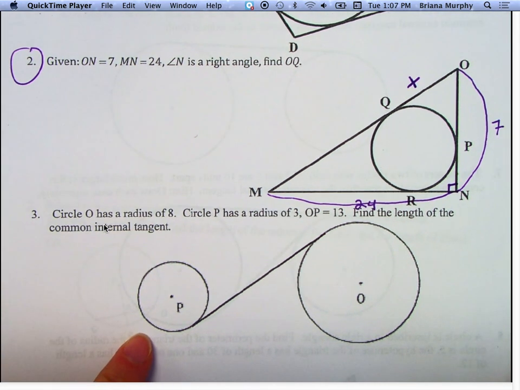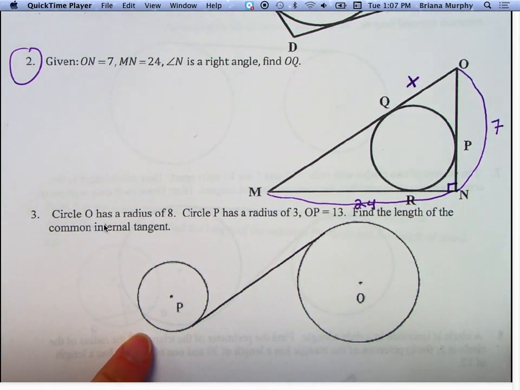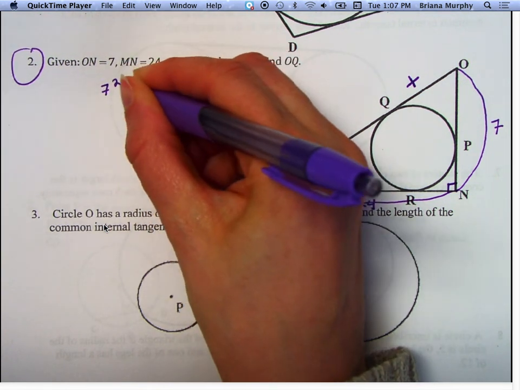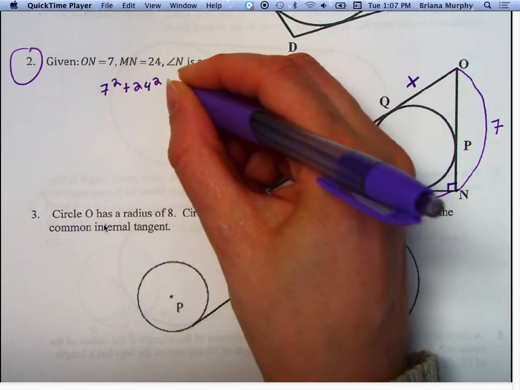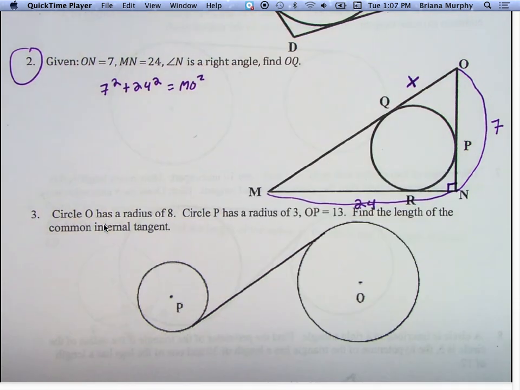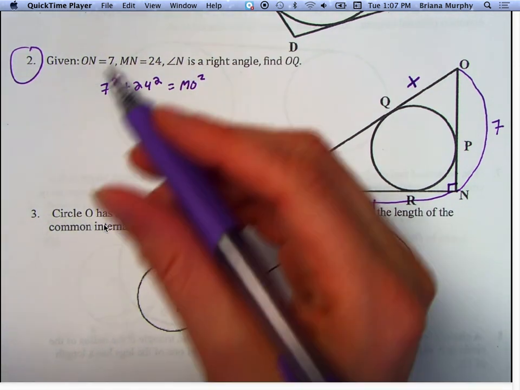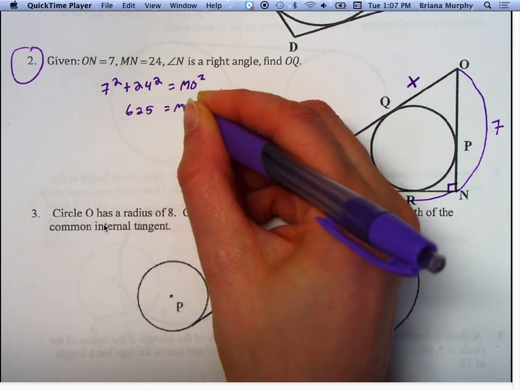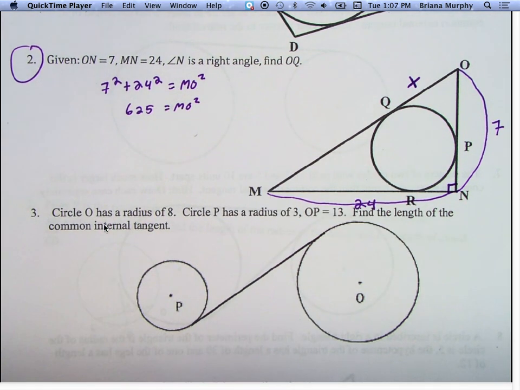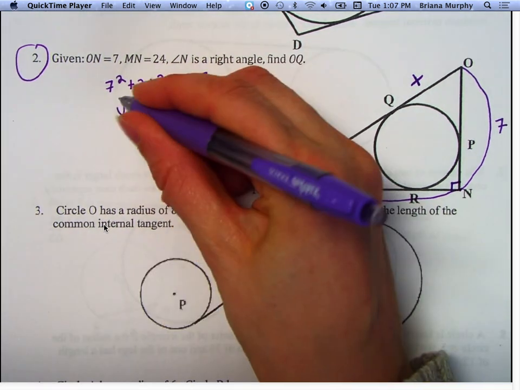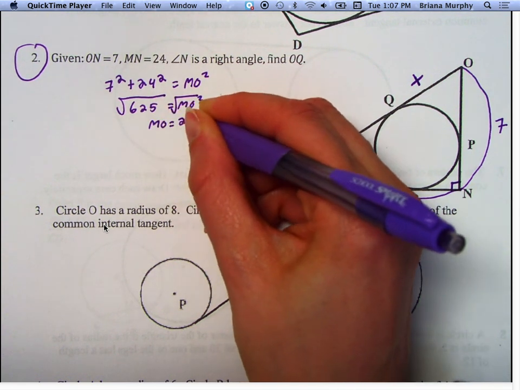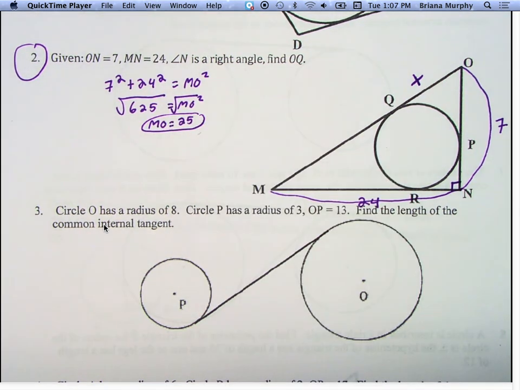Okay, so let's find first M to O. So we're going to say 7 squared plus 24 squared equals MO squared. Okay. And we're going to find 7 squared plus 24 squared is 625 equals MO squared. How do I get MO by itself? What is that thing called to undo a square? Square root, good. Okay, so MO equals 25. Okay.